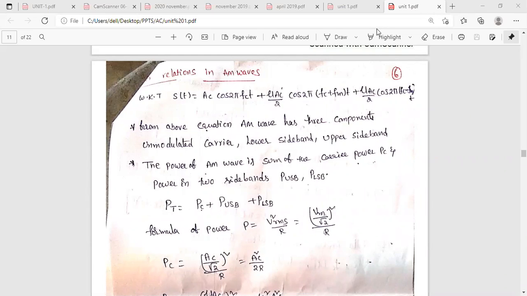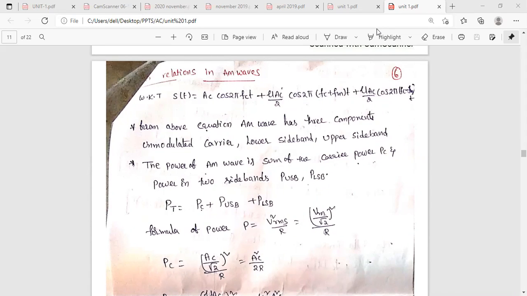So in the previous class, we discussed the basic elements in a communication system, what the need for modulation is, why we need modulation, the classifications of the types of modulation, and amplitude modulation. These are the topics which were covered in the last class.